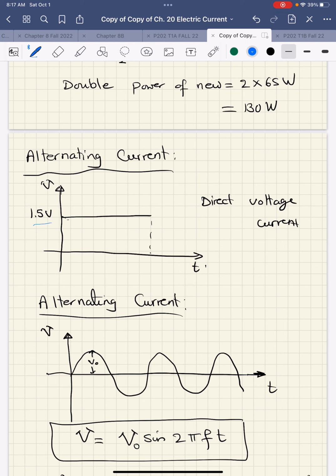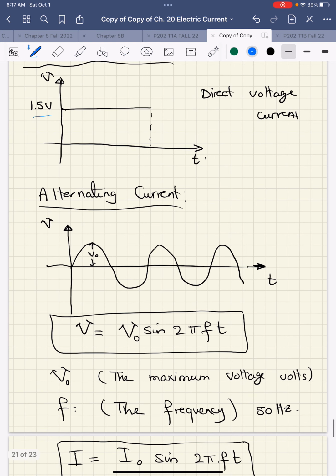On the other hand, what you can get from the wall is called alternating current, where the voltage changes its magnitude and direction all the time. Therefore, you're going to see that here is a positive value, here is a negative value. It starts from 0, then reaches a maximum, and then goes down.